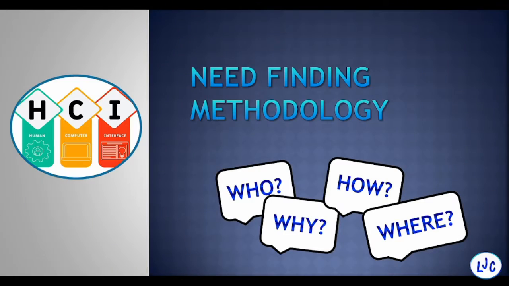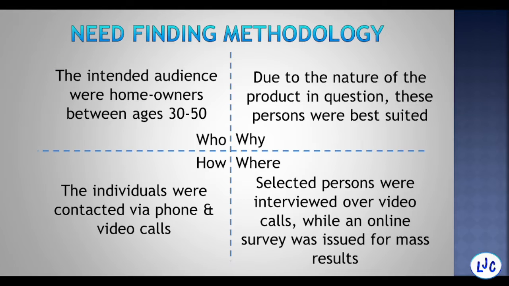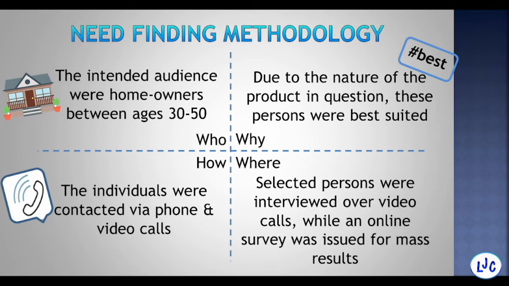Need finding methodology. These are the guidelines that will help identify the best users to interview and gather their thoughts on the situation. The who, why, how, and where. After consulting these guidelines, I decided that homeowners between the ages of 30 and 50 would yield the best results needed to achieve my need finding goals. I contacted these persons over the phone and was able to get them to take part in the survey. From the group, I selected 4 individuals to interview over a video call to get a more in-depth experience of their responses.